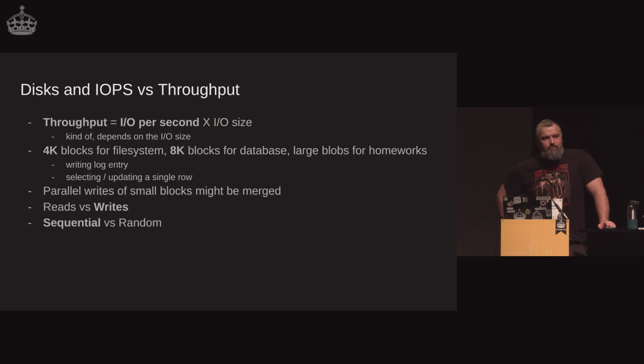And the way to achieve throughput is either to do a lot of operations really fast, or you do slow operations with large data sizes, and they typically do the latter. And the numbers kind of look good, but the thing is that Unix file systems work with 4K blocks. Databases typically work with 8K blocks.